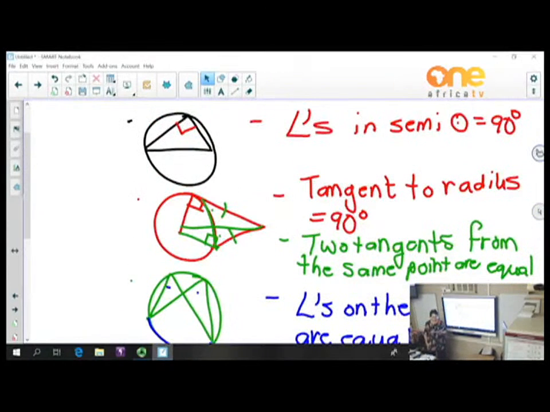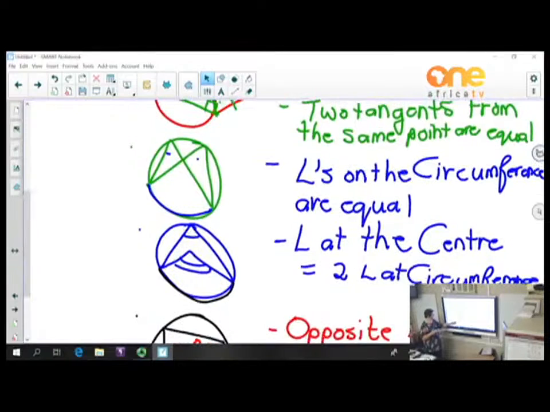Try now 19. In the diagram, O is the center of the circle and EPF is 48 degrees. Find EOF. Which one of the rules is this one? The angle at the center, you're not paying attention, is twice the angle at the circumference. So the answer is 96. That's right.